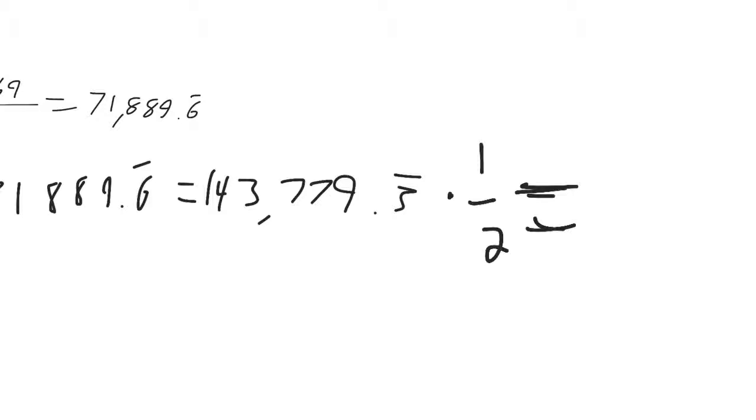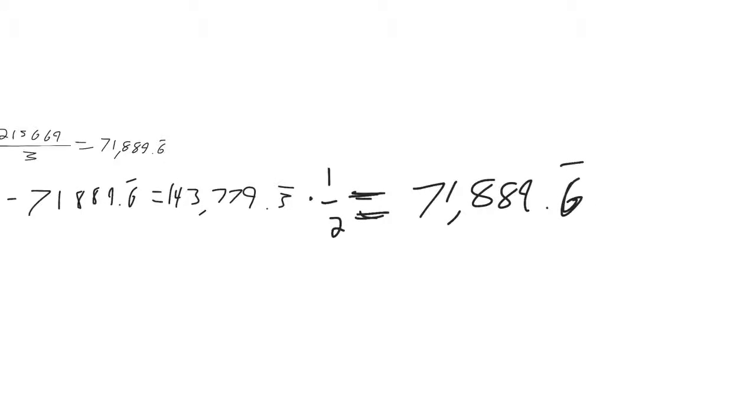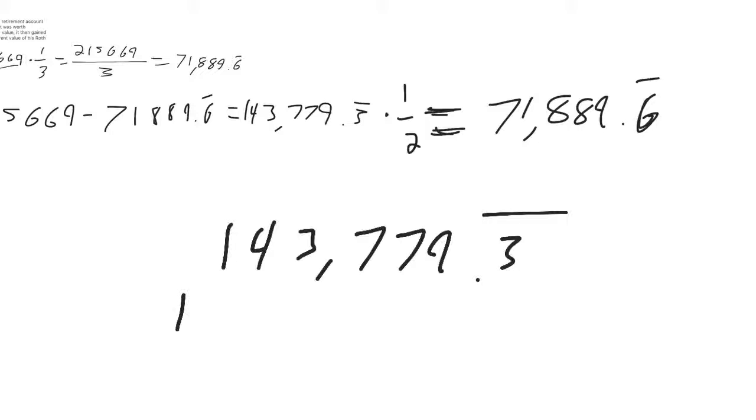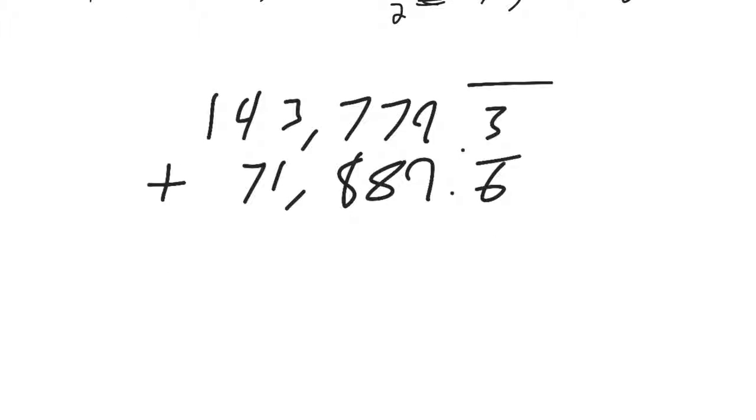So I'm going to take 143,779.3 repeating and divide it by 2. I got 71,889.6 repeating. So that's how much it gained back. So it lost a third of its value, and it became 143,779.3 repeating. But then it gained half of this value back. We found out half is 71,889.6 repeating. So if you add these two together, remember 0.3 repeating just means 0.33333. 0.6 repeating just means 0.666 repeating.